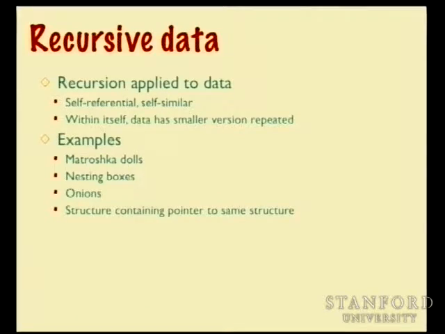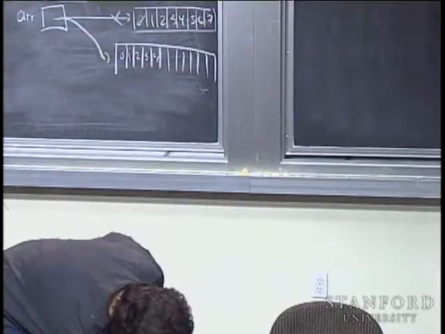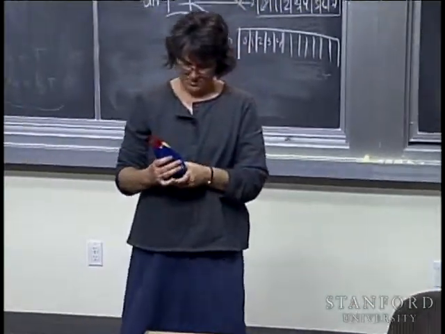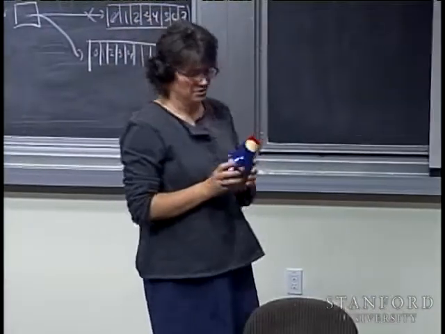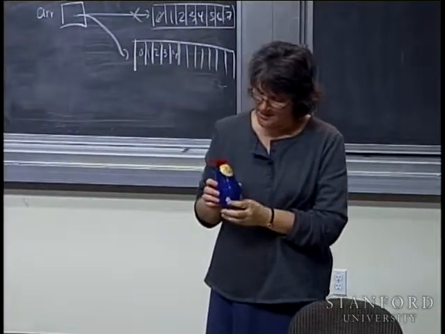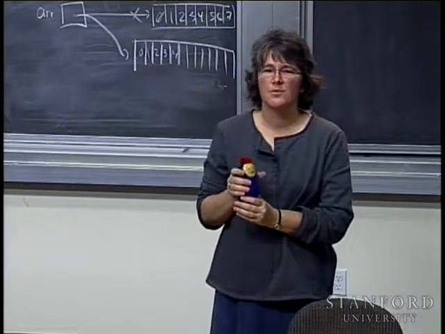So we're going to talk about recursion in the form of looking at a structure that itself has embedded within it a smaller version. So I brought with me my physical embodiment of recursive data, which is my lovely Matryoshka doll. IKEA, $15. If you open her up, what's inside?